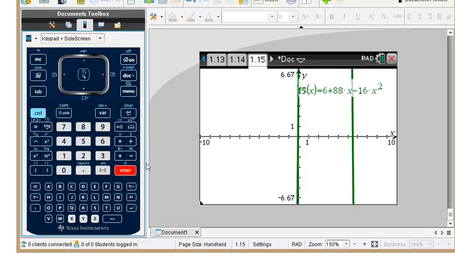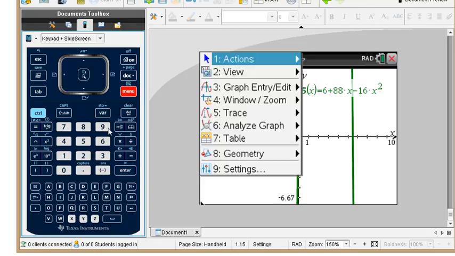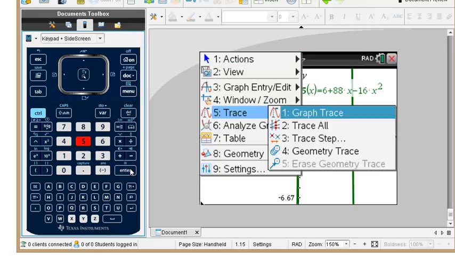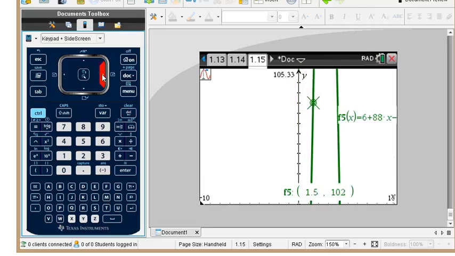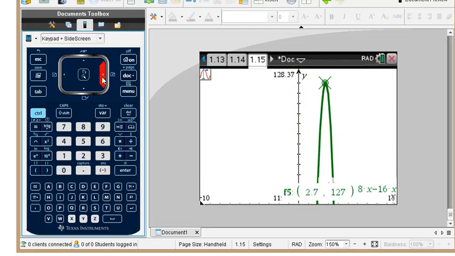And so if we want to find the maximum, we can use graph trace. There are other ways we can do it, but graph trace 1, and we just go to the right till we get a maximum. Just keep on going. And at the very top, it says maximum. Can you see that? There it is. See, it says maximum: 2.75, comma 127.